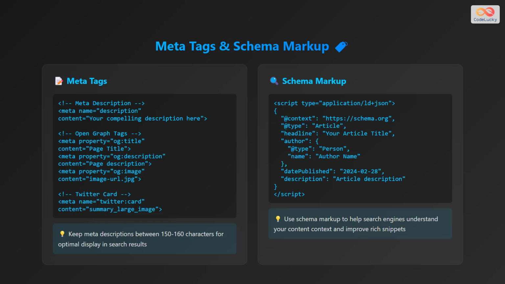a headline property that stores your article title, an author property which is an object containing a type property with a value person, and a name property which is set to author name, a date published property with a value set to the date, and a description property which is set to the article description.